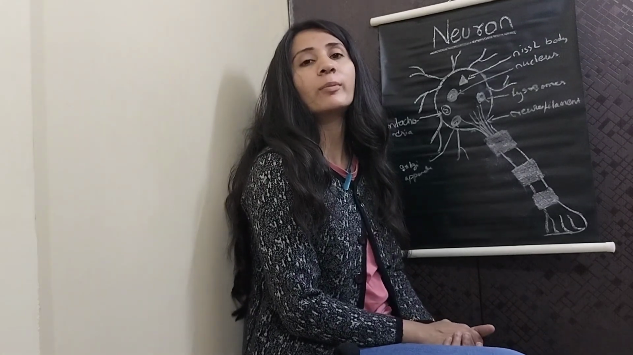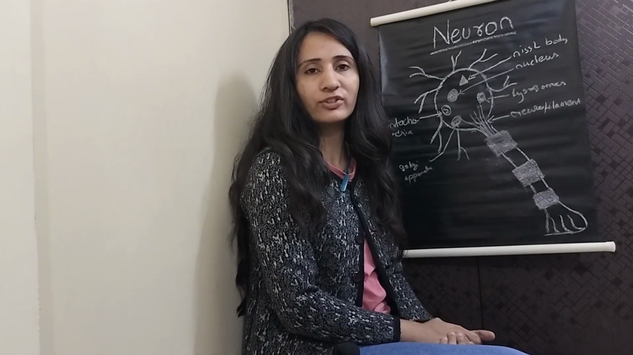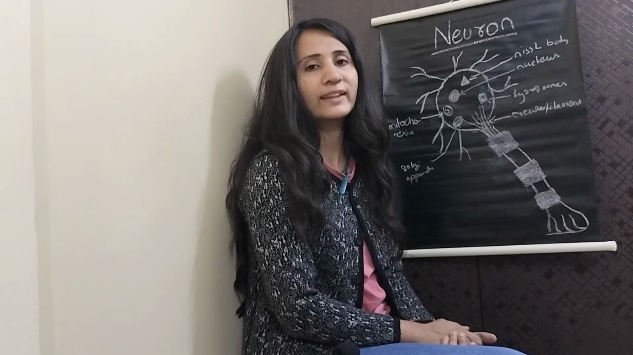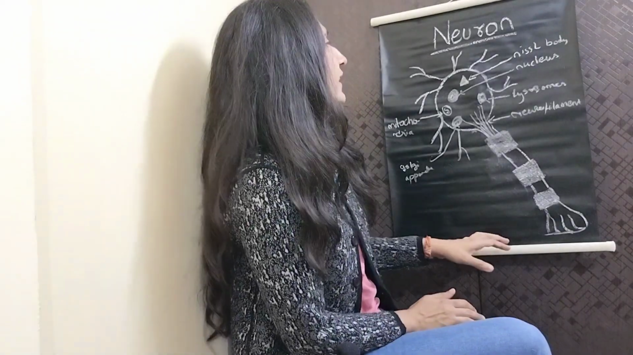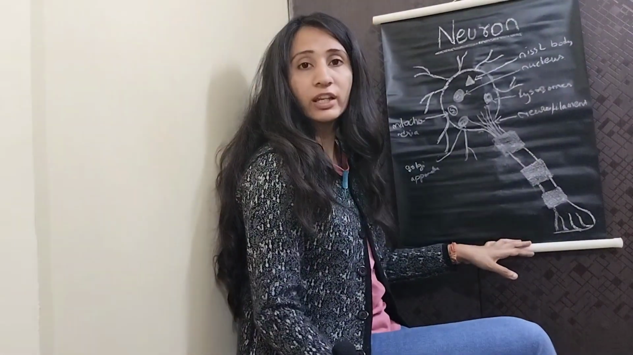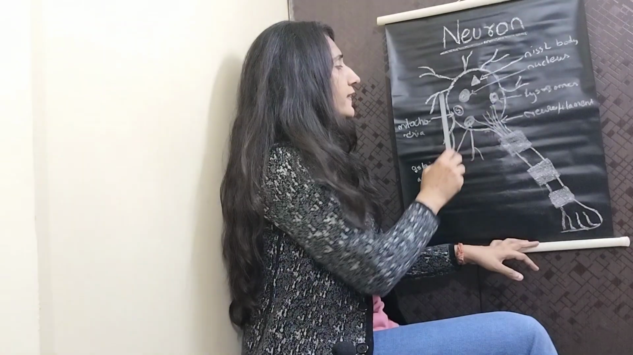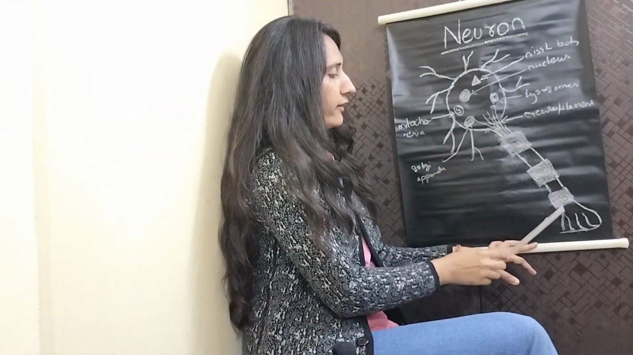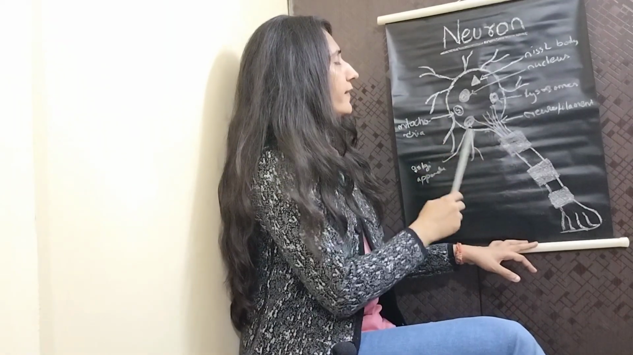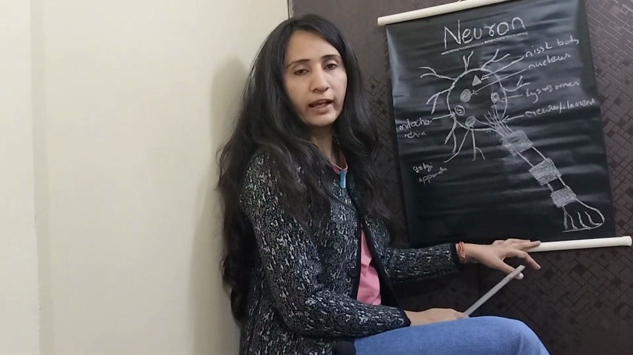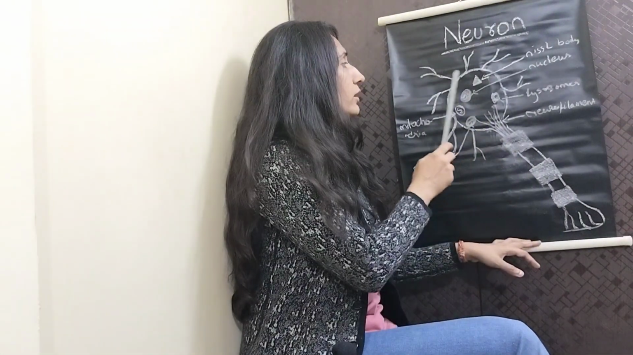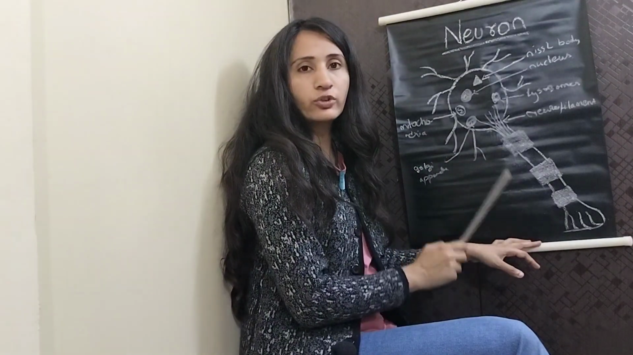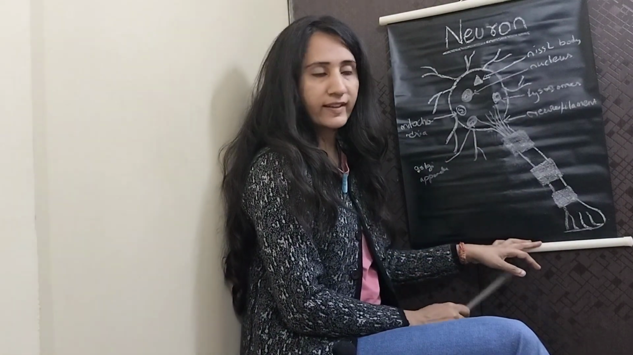Today I am going to talk about neurons, the structural and functional unit of nervous system. Neurons basically consist of three main portions: cell body, dendrites and axon. Cell body is also known as soma. Dendrites and axons are together known as neurites.